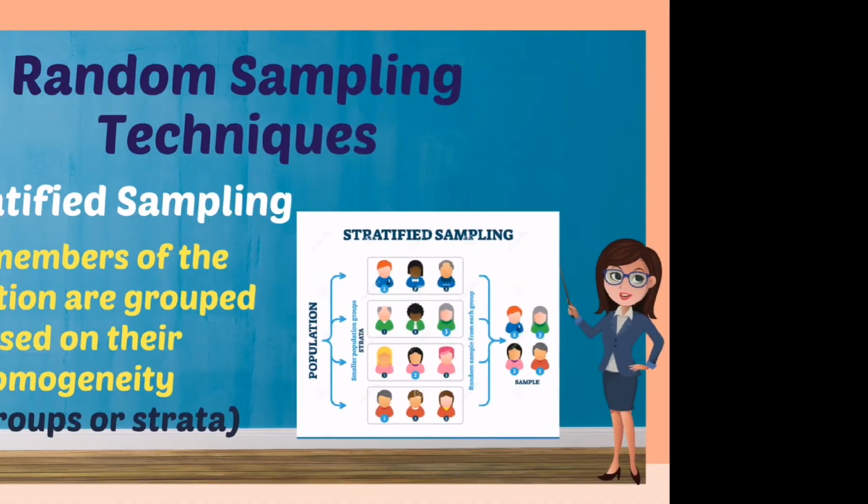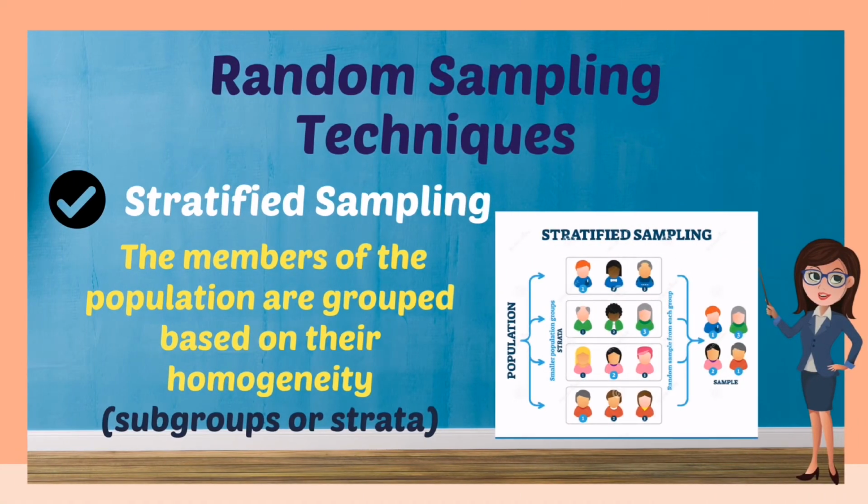Okay, we have the stratified sampling. In this technique, the members of the population are grouped based on their homogeneity, or we have the subgroups called the strata. In this technique, we are going to classify the population based from their characteristics such as gender, age, socioeconomic status, or others. It is required that we have the full representation of the sample.